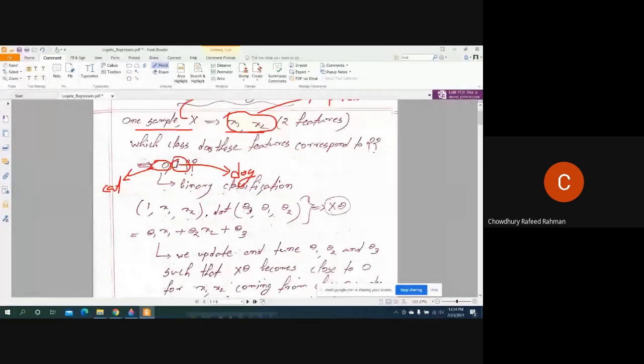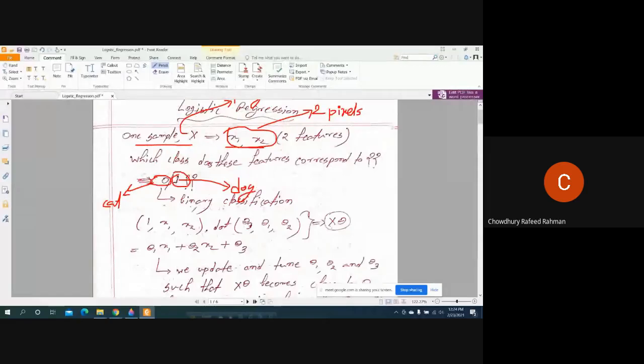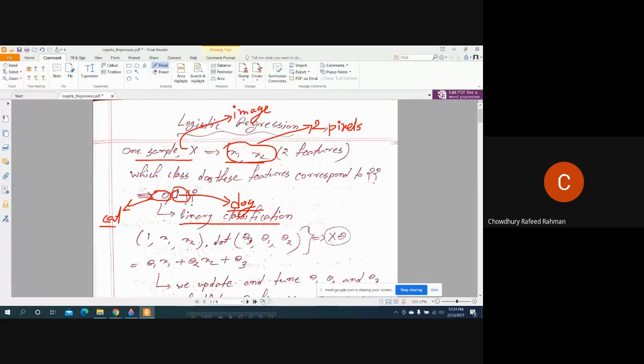So this is an example of binary classification, because there are two classes, one is cat and one is dog. And it is a very, very simplified example, because an image will never have 2 pixels, right? Currently we have cameras which are in the megapixel range. What does mega mean? Mega means 10 to the power 6. That means we have tons of pixels. So this is an oversimplified example, right?